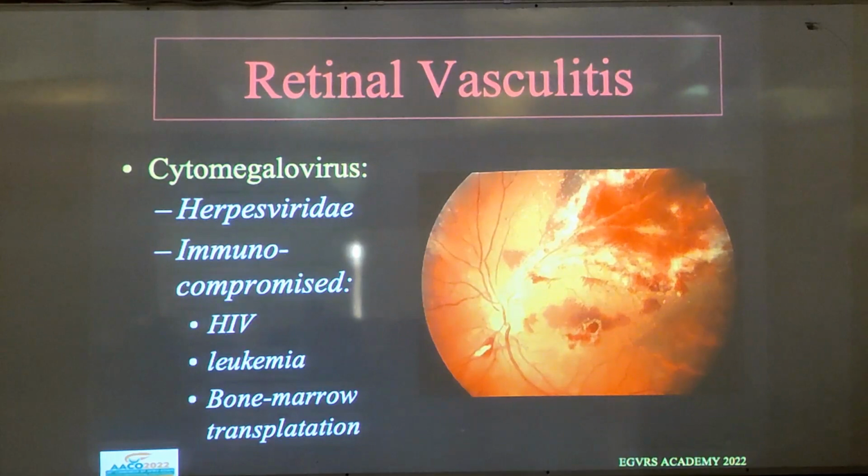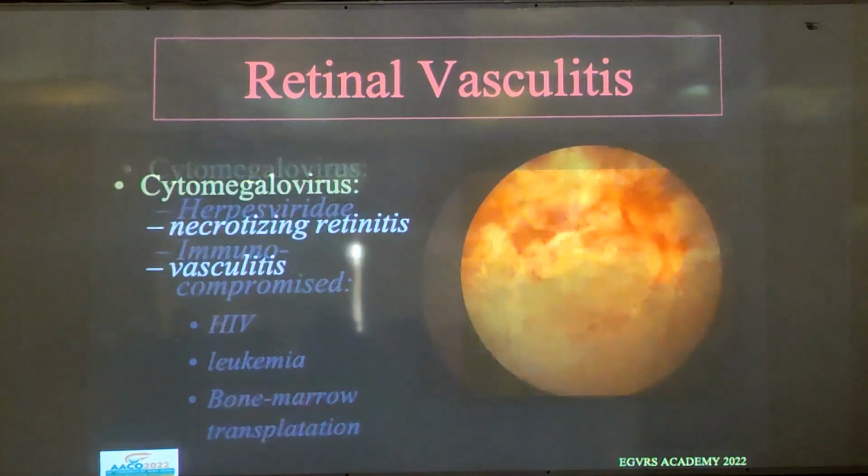شوفها وخصوصا بنبتدي نشوفها في ايه؟ في العيانين بتوع ايه؟ HIV او العيانين اللي عملوا بون مارو ترانسبلانت. العيانين بتوع اللوكيميا اللي بياخدوا immune suppression بيجي لهم الحاجات دي. So this is the herpes virus with immunocompromised patients, either HIV, leukemia, bone marrow transplants, and this is the typical tomato sauce with severe vasculitis and severe hemorrhage taking place at the sector here.